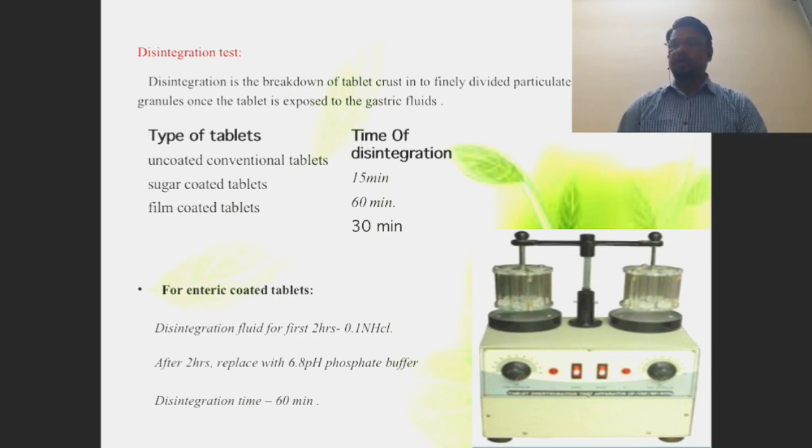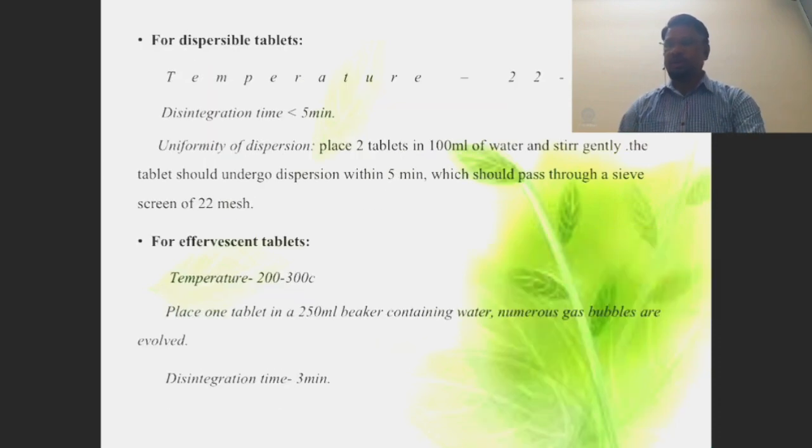So an uncoated tablet should disintegrate within 15 minutes. If it does not, then we have to optimize it. The sugar coated tablet should disintegrate in our stomach in 60 minutes. Film coated tablet, 30 minutes. So whenever we make a tablet, it should fall in this category and follow this standard. If it does not fall in the standard, we have to optimize it. Either we have to increase the disintegration time or we have to decrease the disintegration time.